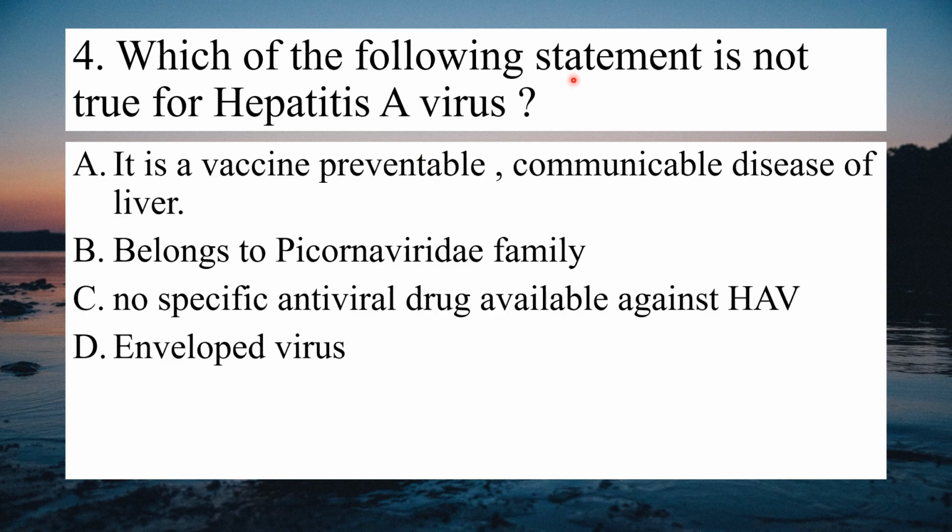Question 4. Which of the following statement is not true for hepatitis A virus? Option A. It is a vaccine preventable communicable disease of liver. It belongs to Picornaviridae family. It has no specific antiviral drug available. It is an enveloped virus. The correct answer is, you can pause the video if you want some time to think. The correct answer is option D. It is a non-enveloped virus like hepatitis E.